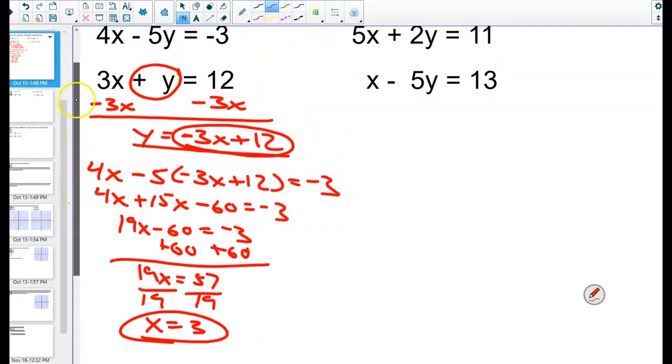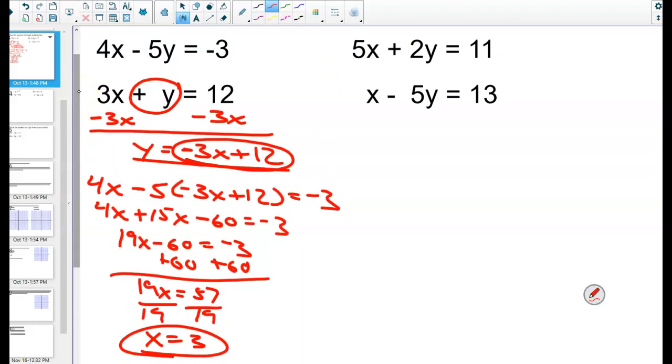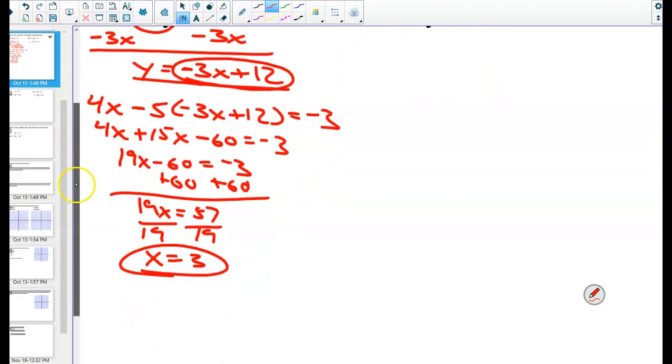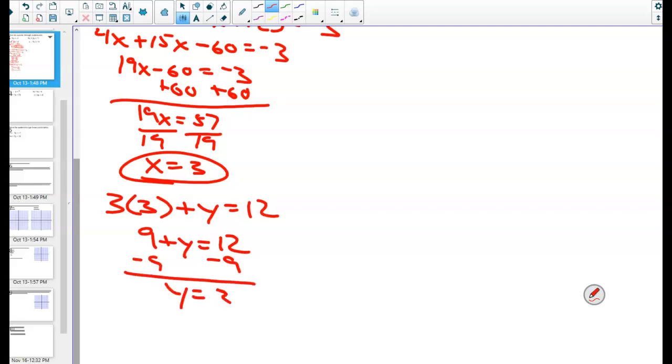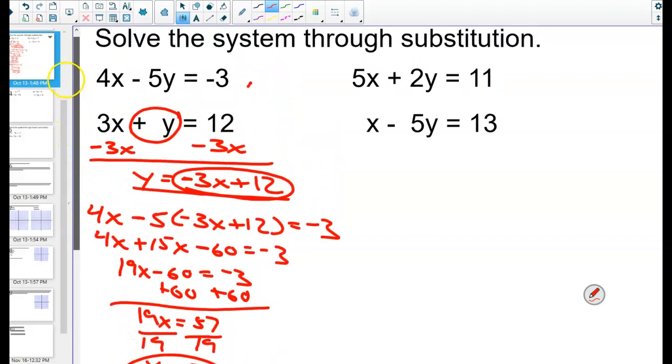I'm going to take that 3 and plug it into an original equation. I usually like the one that has a 1 coefficient. So when I plug back into 3x, which is now 3, plus y equals 12, 9 plus y equals 12, and we subtract 9 on both sides, my answer is y equals 3. So my answer is (3, 3). If you want to check your work, 4 times 3 is 12, 5 times 3 is 15. 12 minus 15 is negative 3. 3 times 3 is 9, plus 3 is 12.